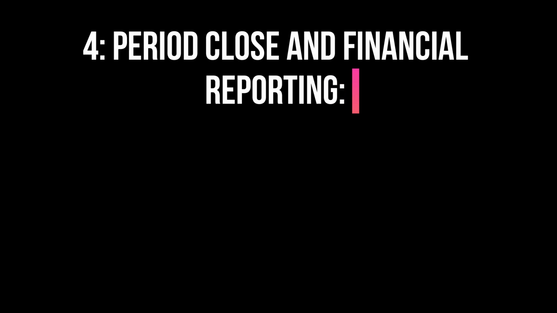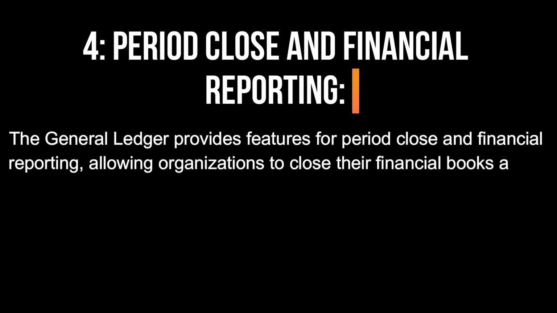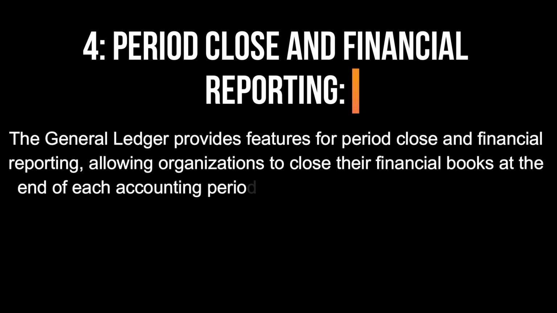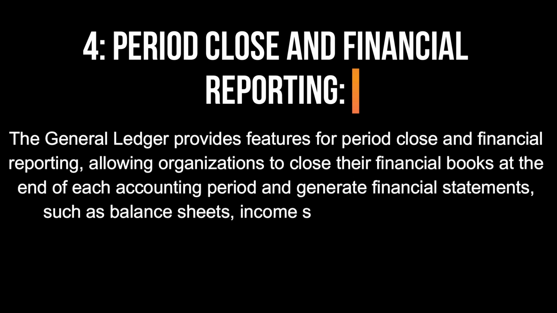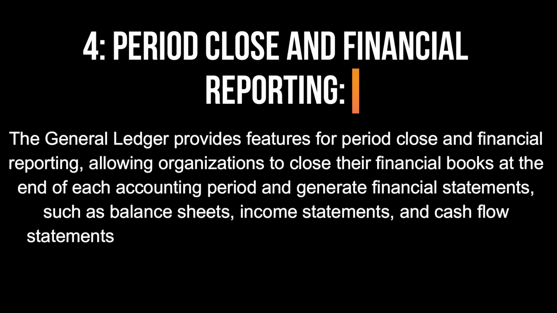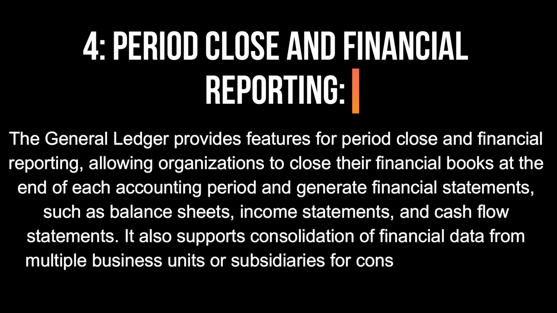4. Period close and financial reporting. The general ledger provides features for period close and financial reporting, allowing organizations to close their financial books at the end of each accounting period and generate financial statements, such as balance sheets, income statements, and cash flow statements. It also supports consolidation of financial data from multiple business units or subsidiaries for consolidated financial reporting.